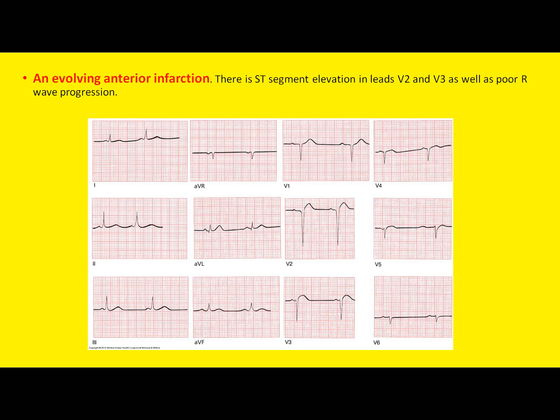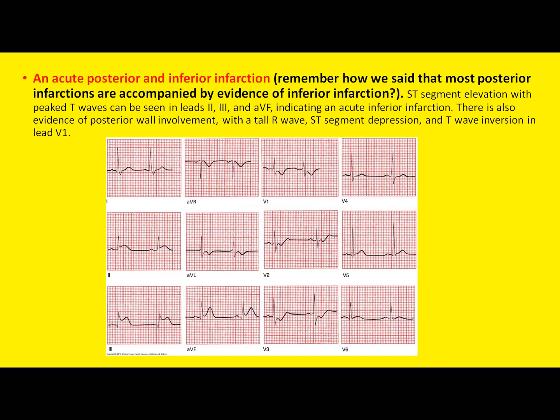So here's an evolving anterior infarction. Where do you want to look primarily? If you look at the anterior leads, what is happening here? V1, V2, V3, ST elevations, right? And then you will sometimes see some reciprocal change in the inferior leads, but this patient does not have that.